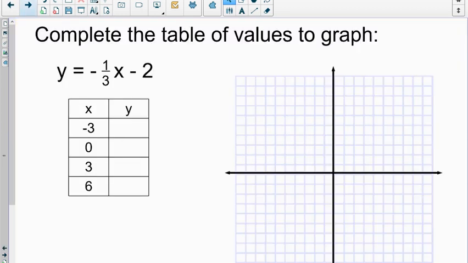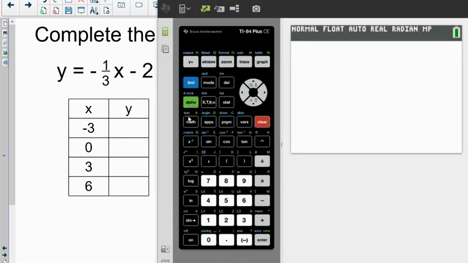All right, so first we have here, complete the table of values to graph y equals negative 1/3 x minus 2. We already have our x values chosen for us, so all we need to do is grab our calculator. Remember, you can find that in the shelf of your Chromebook. And we're going to type the equation into our calculator. So we actually have to go to the equation screen first.